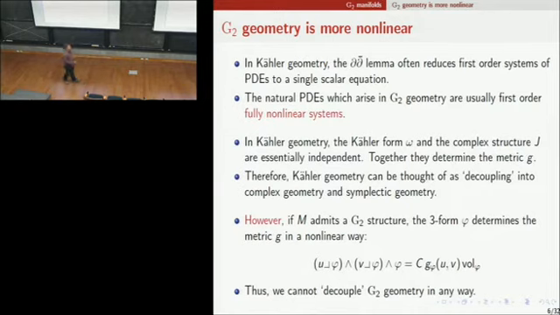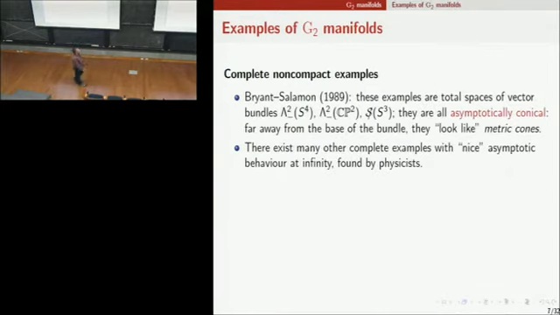So the punchline is we can't decouple G2 geometry into two separate geometries and try to make one as nice as we want first and then try to improve the other one, like we do in Calabi-Yau. Okay, so all this was supposed to be review. Let me say something about examples.